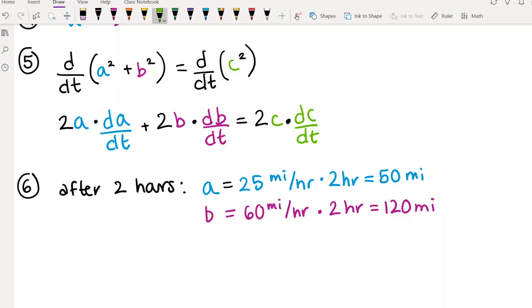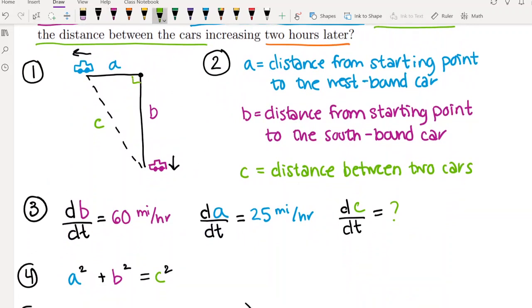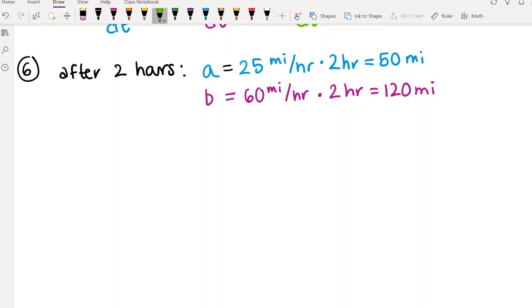So how can we find C? C is the distance between the two cars, right? It's the hypotenuse of this right triangle. And how can we find that? Well, we can just use the Pythagorean theorem with the lengths that we just found for A and B and solve for C. So we know that C squared is equal to 50 squared, that's A squared, plus 120 squared. I'm not going to do all the math out here, but if you use the Pythagorean theorem and solve it, you should end up with C equal to 130 miles.